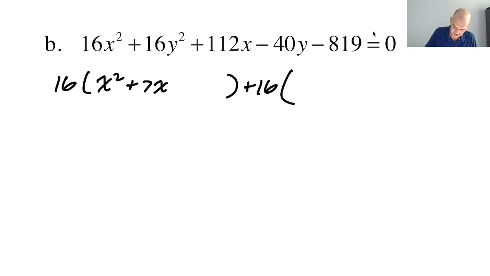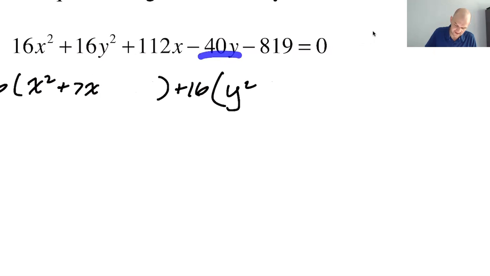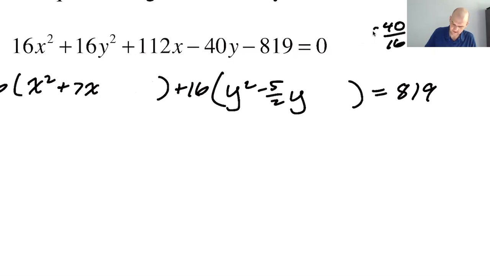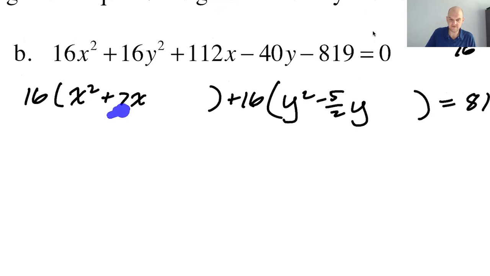Oh, I see. This is a terrible problem because negative 40 over 16, they both have an 8, so negative 5 halves y, and then equals 819. Oh my gosh, this is not going to be pleasant. All right, same deal though. Divide 7 by 2, square it, so 7 halves, so 49 fourths.